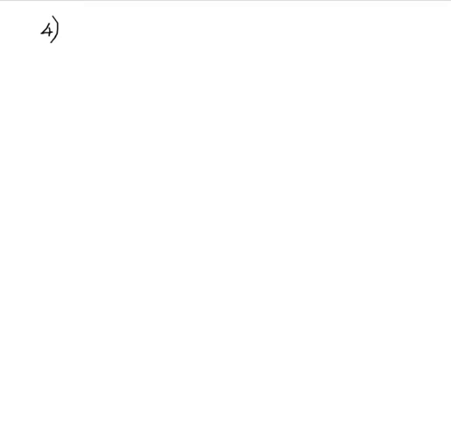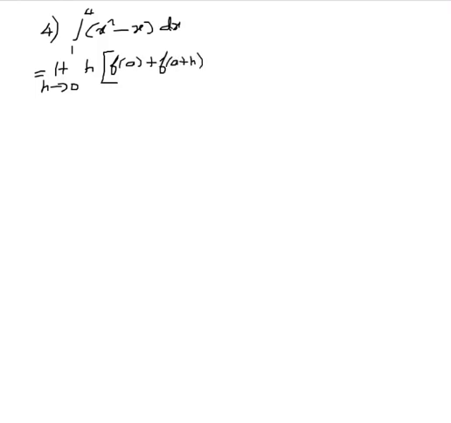Question number 4. Integral 1 to 4 x square minus x dx. First step, writing the formula. Limit h tending to 0 of h times f of a plus f of a plus h plus etc. f of a plus n minus 1 times h, where nh is b minus a.